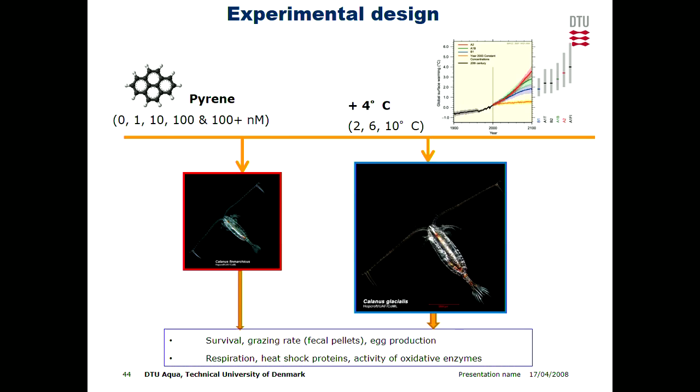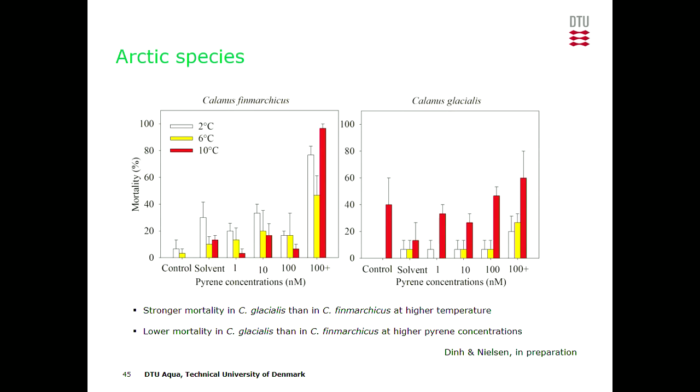And some results: you see that Calanus finmarchicus, which has a North Atlantic distribution and is now migrating to the Arctic ecosystem, deals much better with higher temperatures. You don't see any difference between the temperatures of 2, 6, and 10 degrees. But with Calanus glacialis, a true Arctic species, you can really see that mortality increases at high temperature at this oil concentration here.